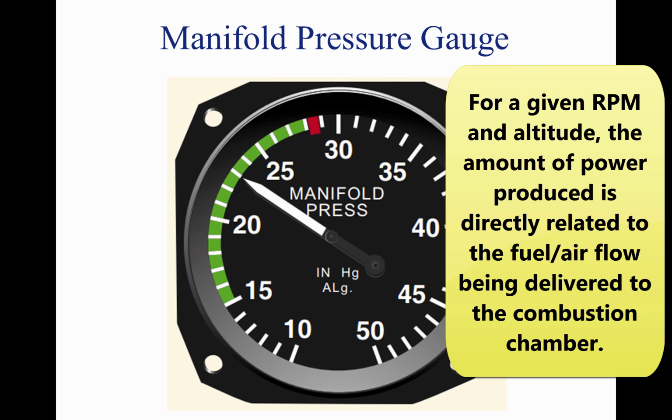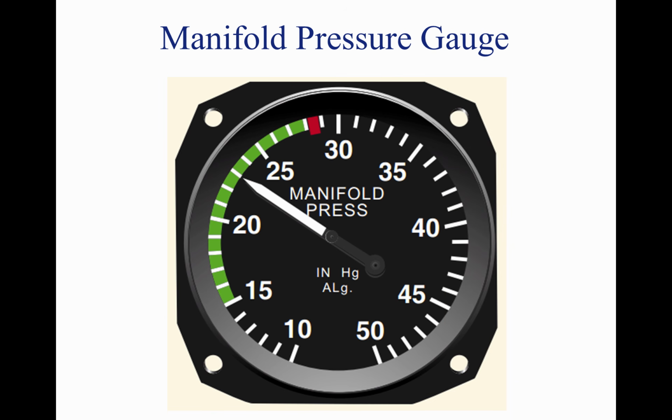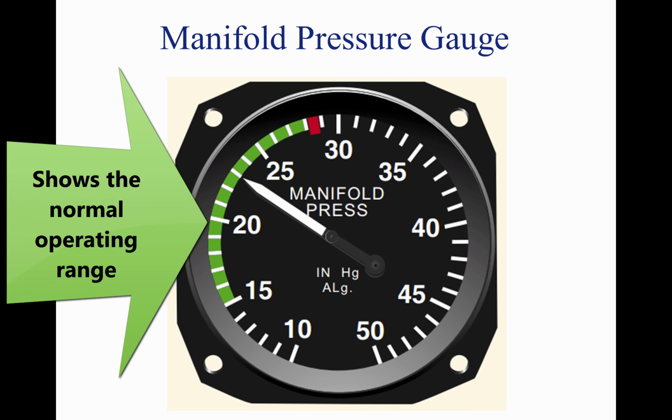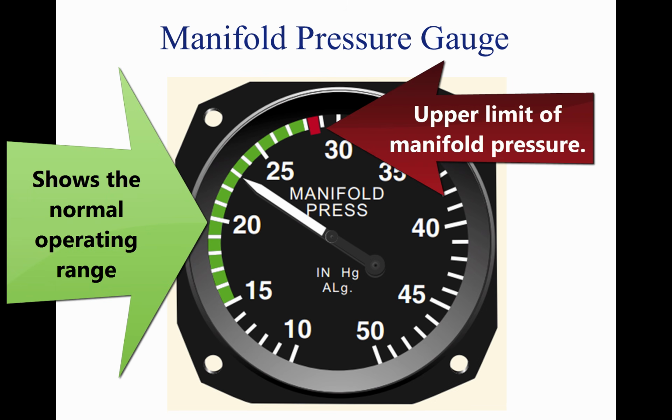to the combustion chamber. As the throttle setting is increased, more fuel and air flows to the engine, and MAP increases. When the engine is not running, the manifold pressure gauge indicates ambient air pressure. The manifold pressure gauge is color-coded to indicate the engine's operating range. The face of the manifold pressure gauge contains a green arc to show the normal operating range and a red radial line to indicate the upper limit of manifold pressure.